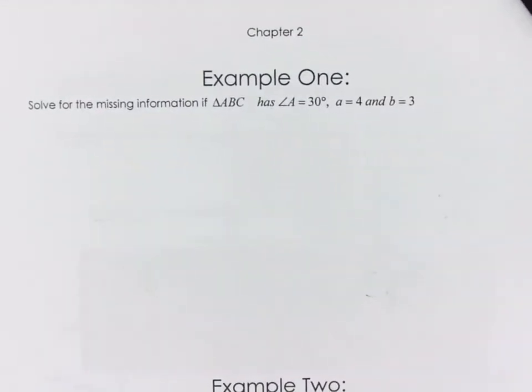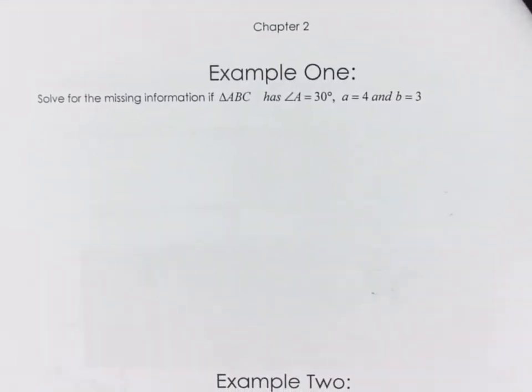Example numero uno. All right, deep breath. Solve for the missing information of triangle ABC. So if I do not give you the picture, or there's no context of the situation, you have to assume that it's ambiguous. So we don't know what the answer is.